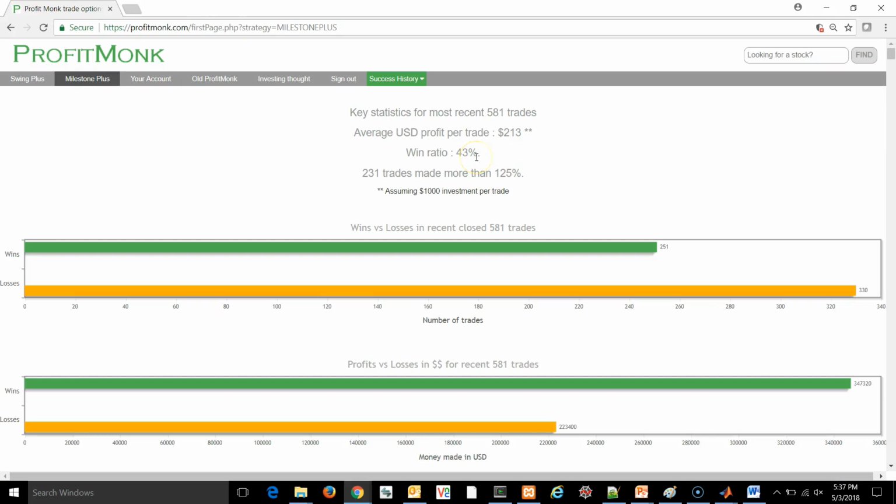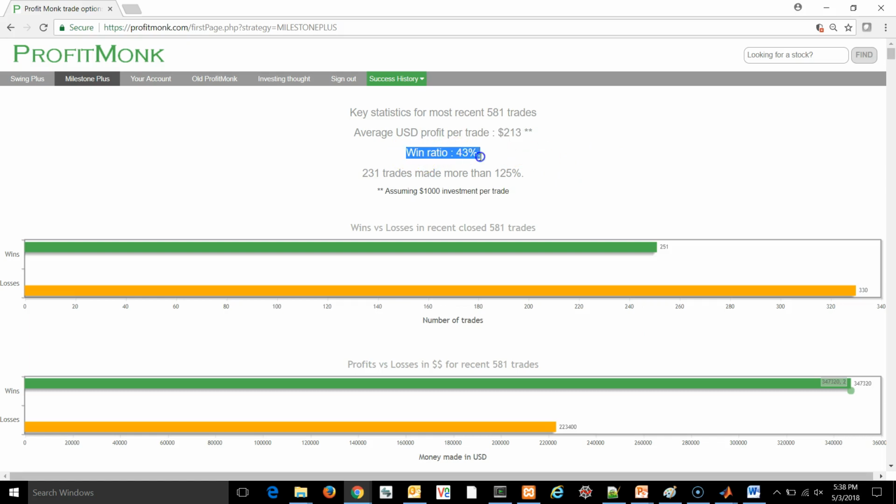So with these settings, for the most recent 581 trades made, the average US dollar profit per trade is 213, which means that in 581 trades, the total profits that you're sitting on is 581 multiplied by 213. This is on, I think, May 1st week. Yeah, this is May 1st week right here. So this is what you get.